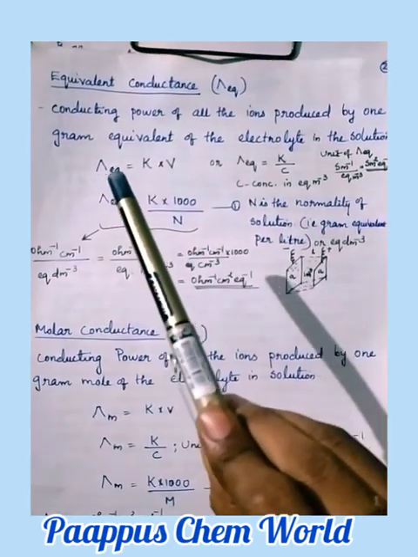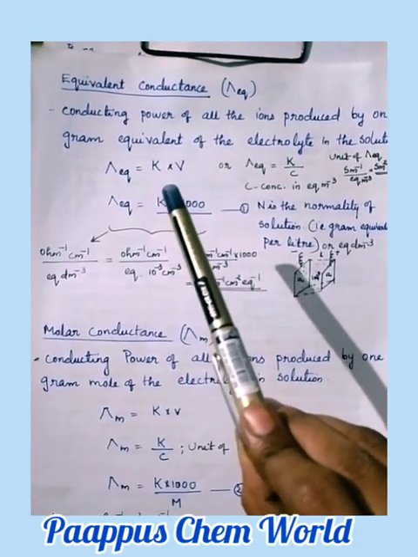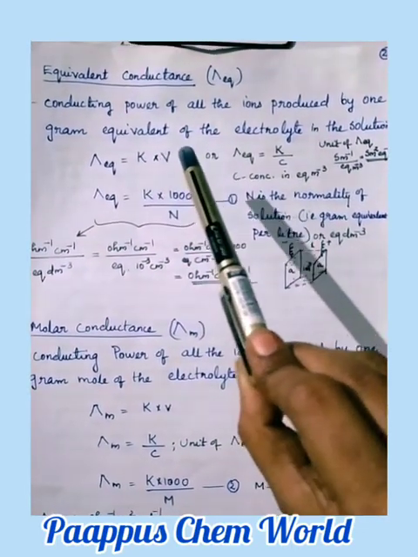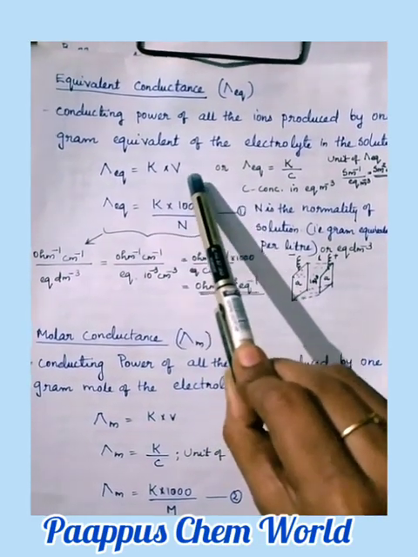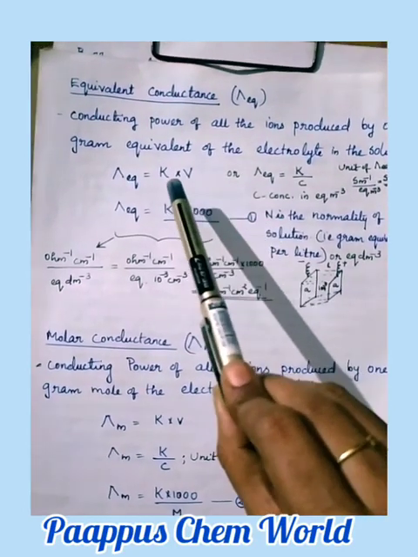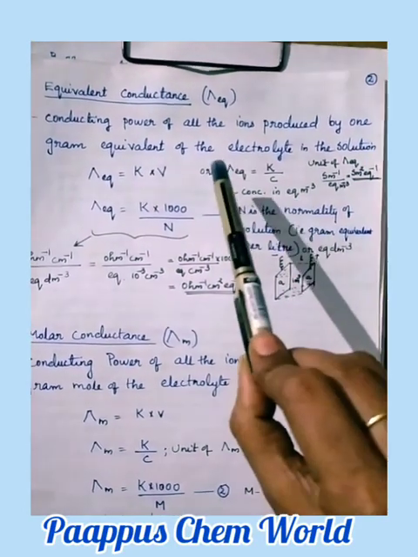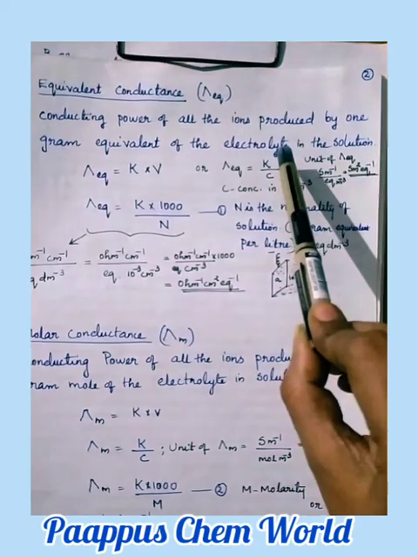So the equivalent conductance equals the volume into specific conductance, K into V, or the volume can be replaced by concentration. So lambda equivalent becomes equal to K by C.